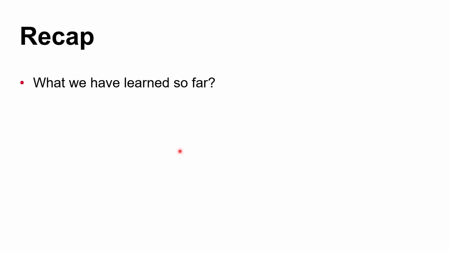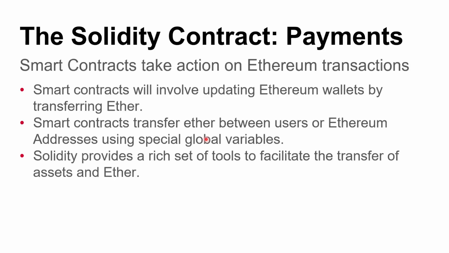So far, we have gone over contracts, basic constructs, more advanced constructs, loops, arrays, other data structures, mappings, and we've looked at functions. Now we're going to look at payments using Solidity. And this is what differentiates blockchain programming from other types of programming.